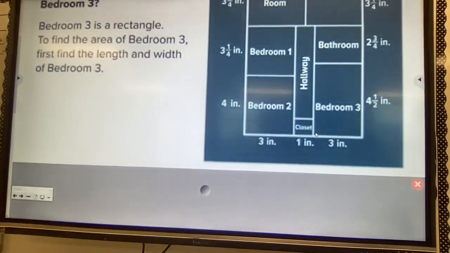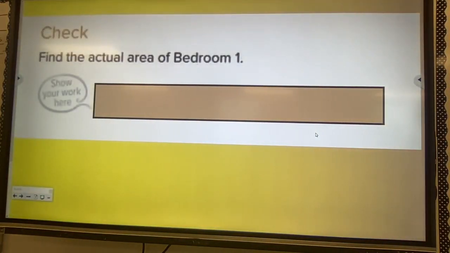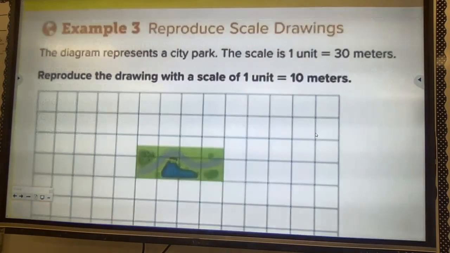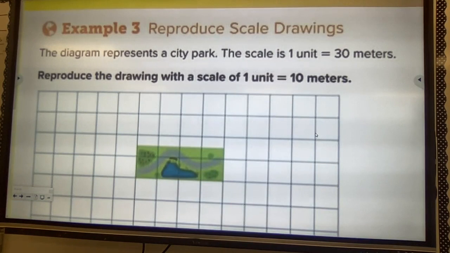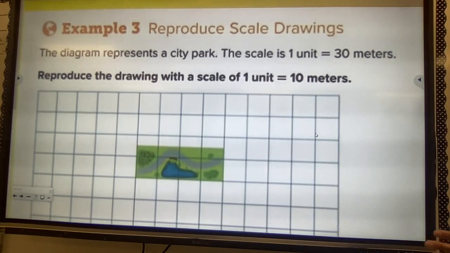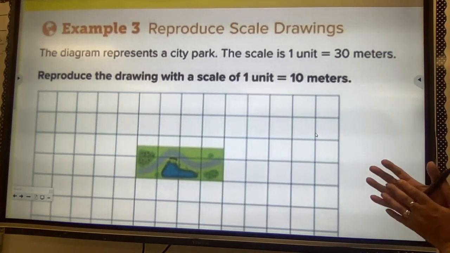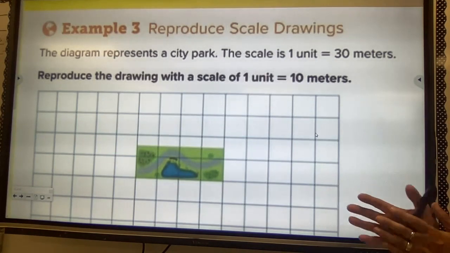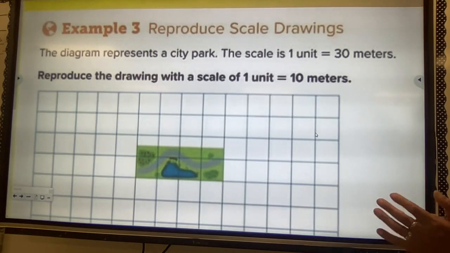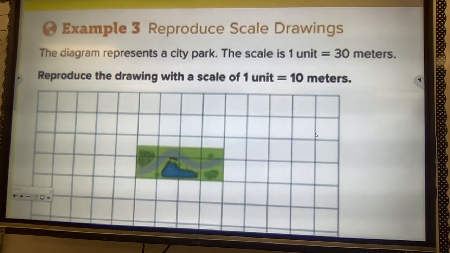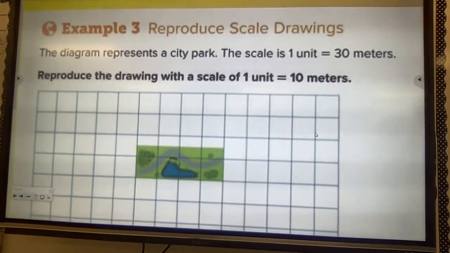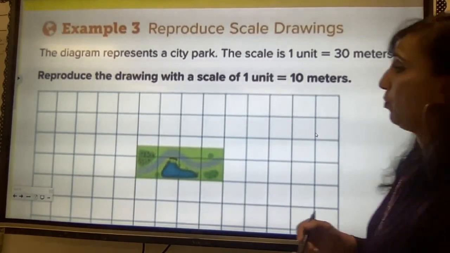So let's say I have something like this over here. So this is a drawing that we're trying to reproduce, a scale drawing, and the diagram represents a city park. The scale is 1 unit is 30 meters. Reproduce the drawing with a scale of 1 unit is equal to 10 meters. Okay, so we are going to look at this, and then the length of the drawing of the park is how much? We have 4 units.